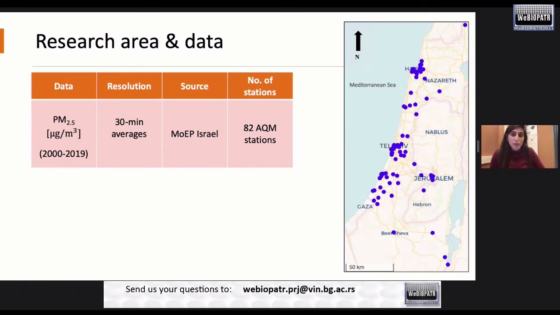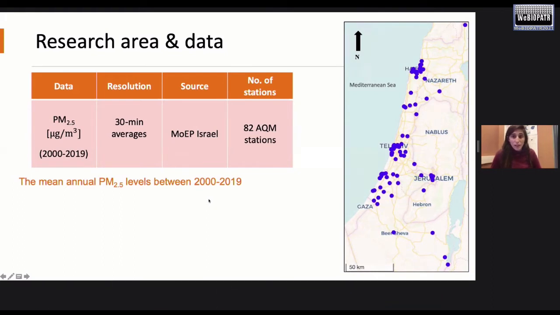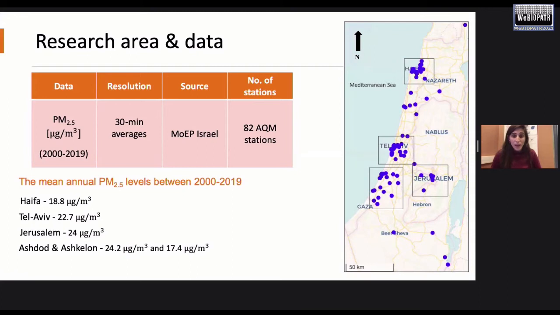The database I was working with included measurements of PM 2.5 between 2000 and 2019 in a half-hourly resolution, and included 82 air quality monitoring stations, all using EPA-approved instruments, spread all over Israel. In general, Israel experiences quite high average levels of PM 2.5, all above recommended levels. Here you can see the annual mean levels in the biggest cities and areas.